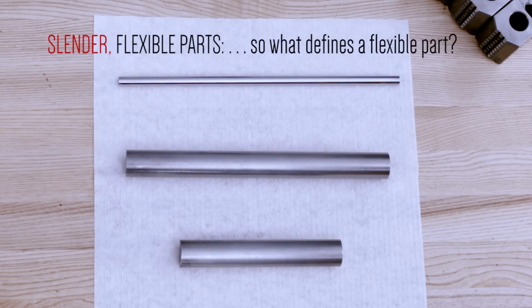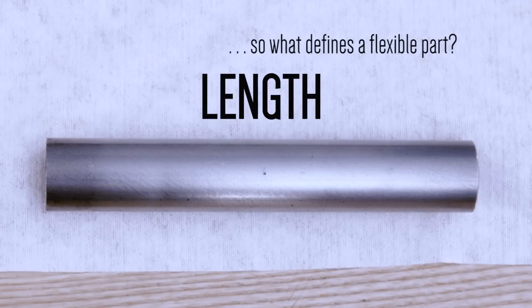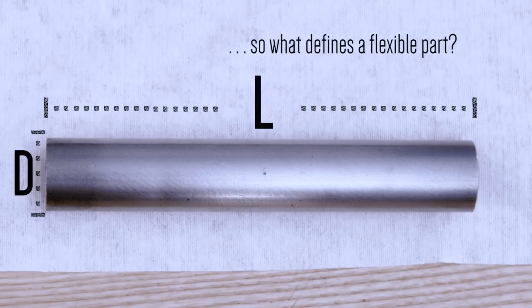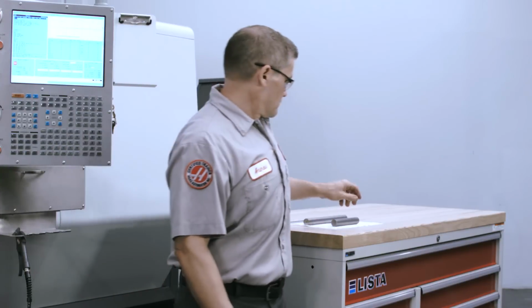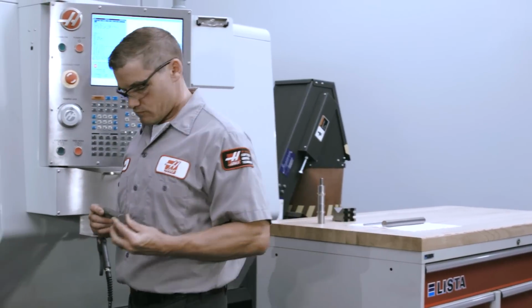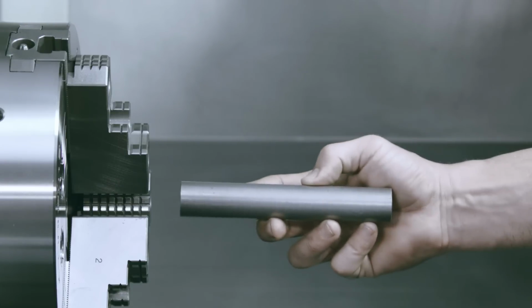So what defines a slender, flexible part? The most common way is to refer to its length to diameter ratio, or L to D as it's often referred to. But let's be more specific. It really isn't enough just to look at the L to D ratio of the part by itself. When we grip the part, the effective L to D ratio changes.